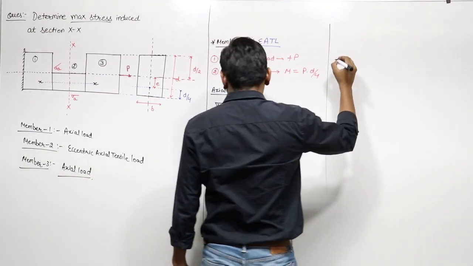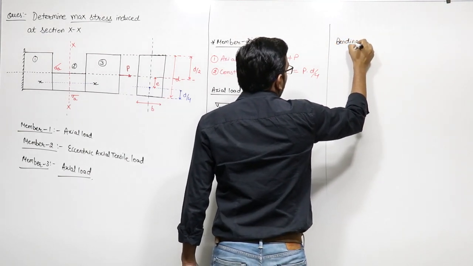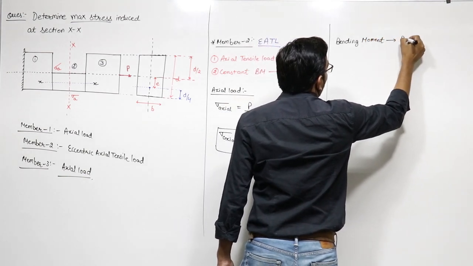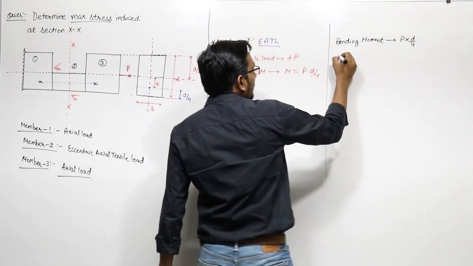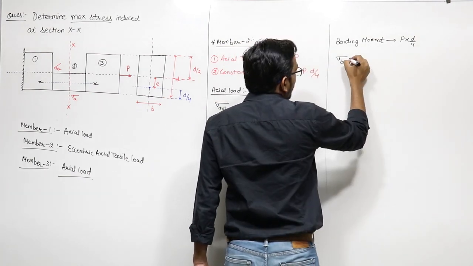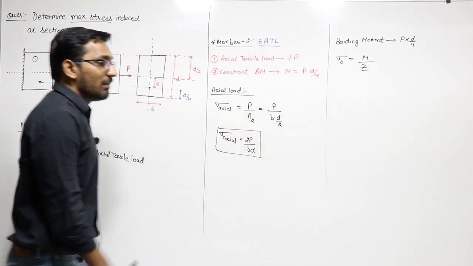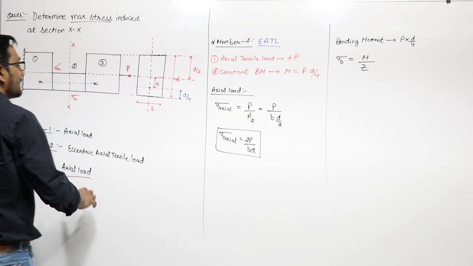Because of bending, if you solve for the bending moment, the magnitude of the bending moment is P into D by 4. So it will give you a bending stress, that is a normal stress. The magnitude of this will be M upon Z. And you need to know what the axis of this couple is.